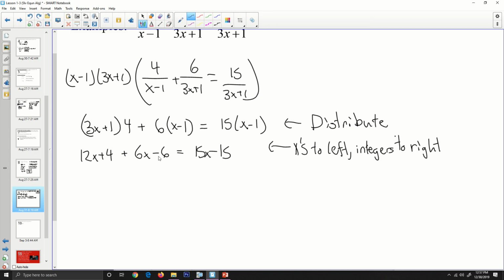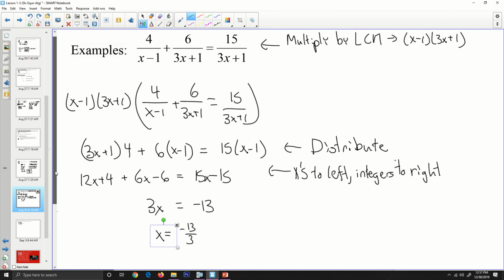And so I'll have to add 6 to both sides, and I'll have to subtract 4, so it ends up basically being adding 2. So I'll have negative 13 when I add 2 to that side. And so 12 and 6 is 18x. And when I subtract 15 from that, I'll have 3x. All right. And so I'll get x equaling, let's see here, negative 13 over 3.